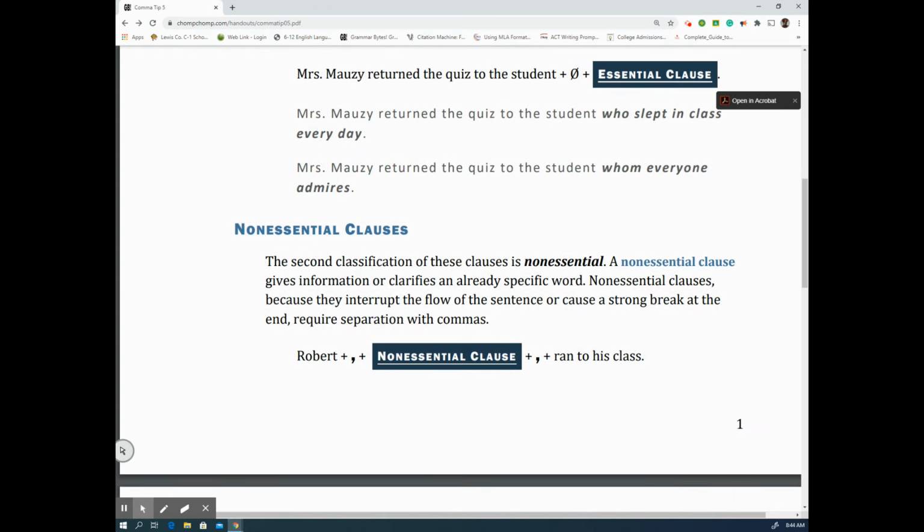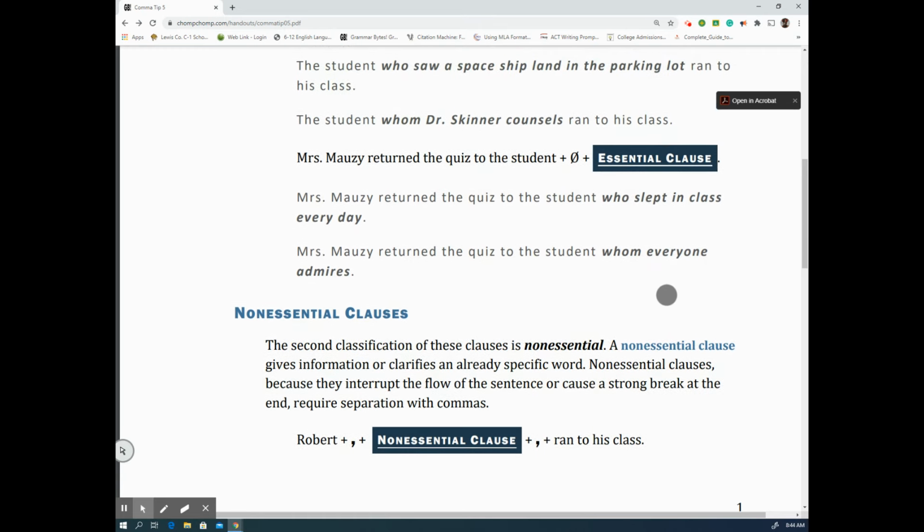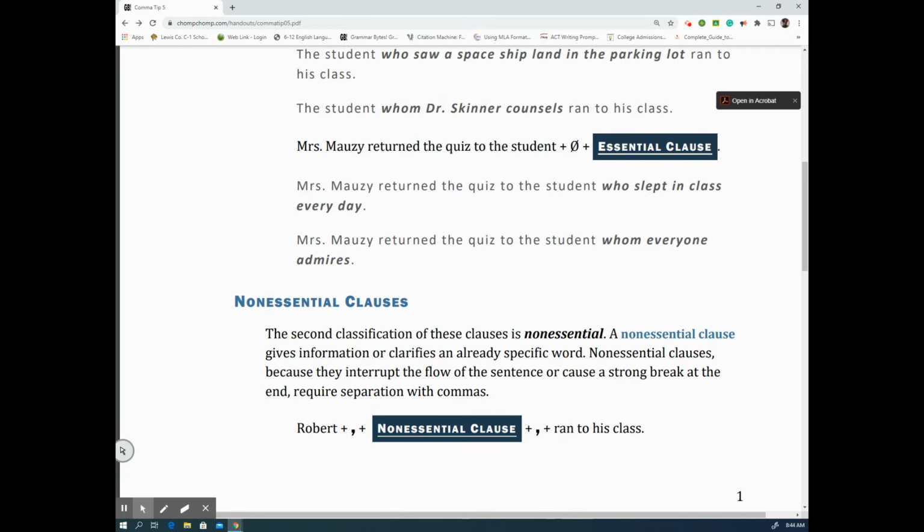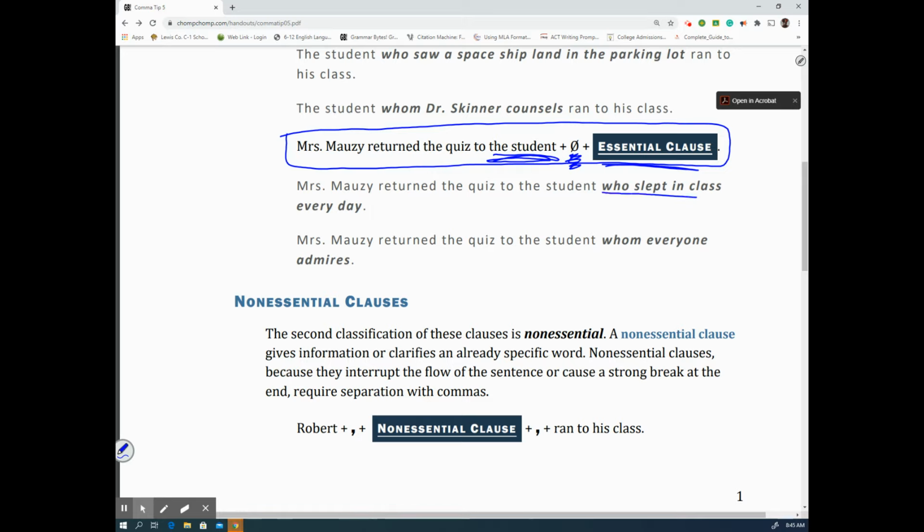They give us some more here. So here we are. Mrs. Mosley returned the quiz to the student, plus zero plus essential clause. Again, this is another pattern. Please note no other information comes after this. The essential clause was stuck at the end of the sentence. Either way, it doesn't matter. It's the same pattern. I've got generic term student followed by something that explains what student we're talking about. Because student is a generic term, this information is essential, and there's no comma.